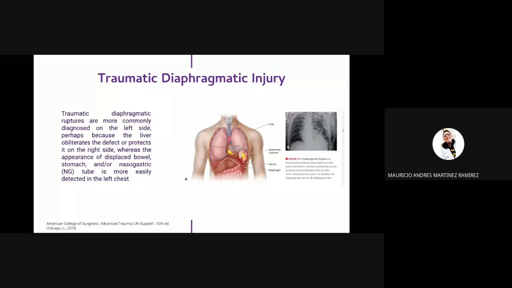When an injury is discovered, primary repair can usually be accomplished and can be performed either from an abdominal or a thoracic approach. If the defect is too large to close primarily, placement of mesh or cadaveric or bovine graft is appropriate.